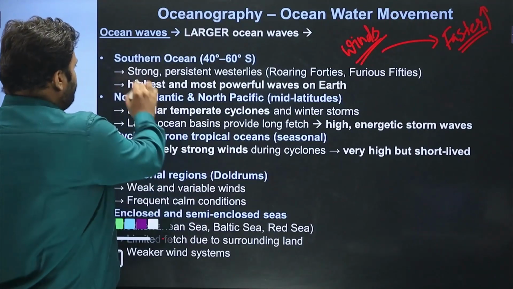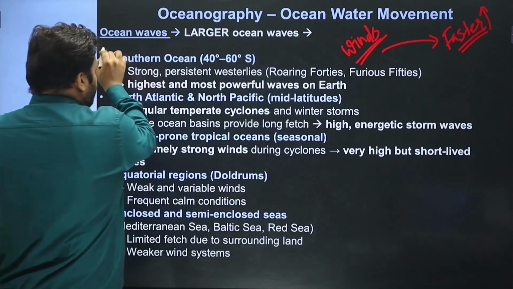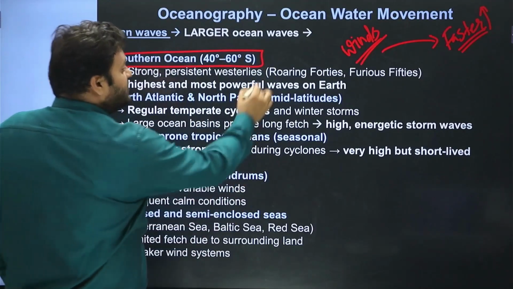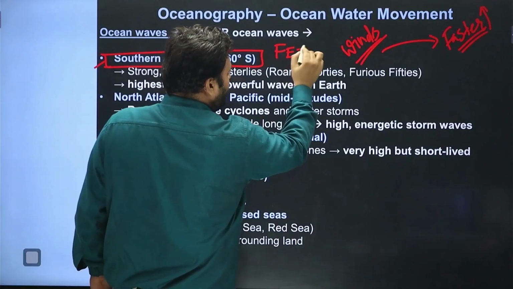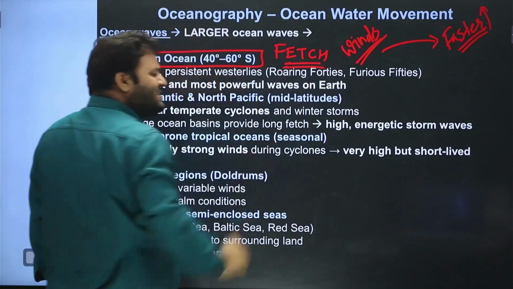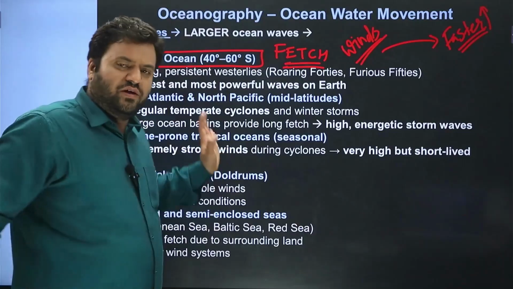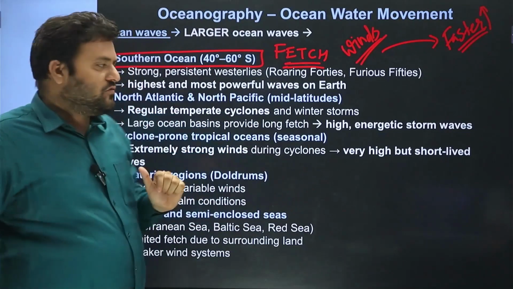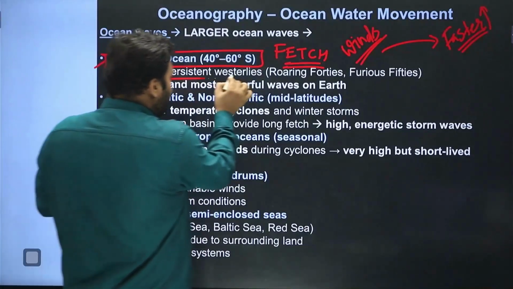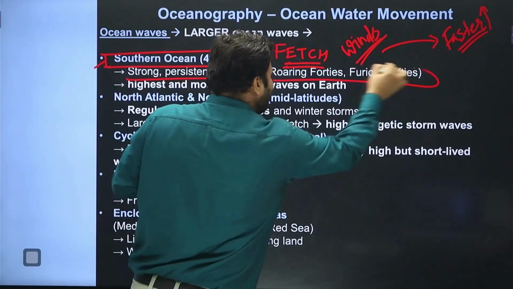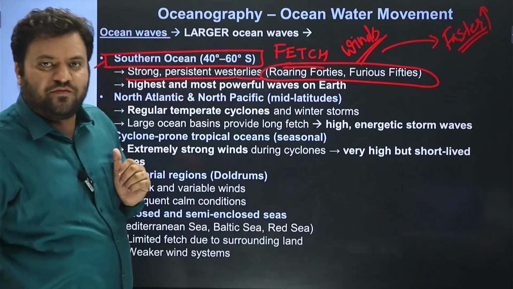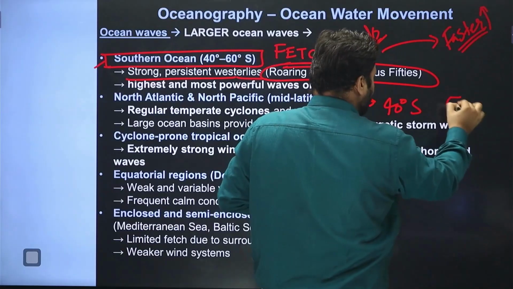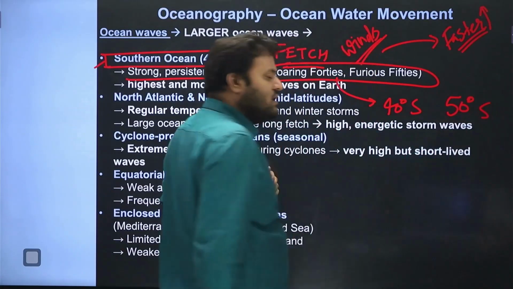So here if you see the Southern Ocean, which ranges from 40 to 60 degrees south, it's because here you have more fetch, because landmass is less. We have an open ocean, so wind will have a more uniform surface to travel over for a greater period of time. So here we have strong persistent westerlies, and they are known by these names: roaring 40s, furious 50s. Roaring 40s means over the 40 degree south latitude. Furious 50s means over the 50 degree south latitude.